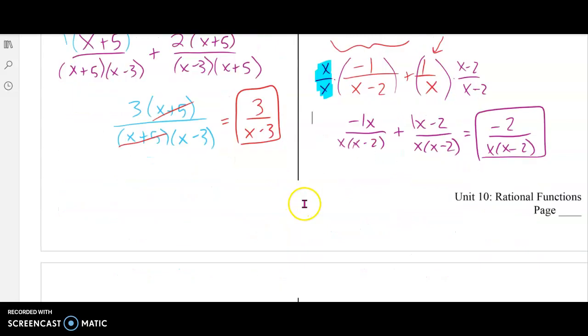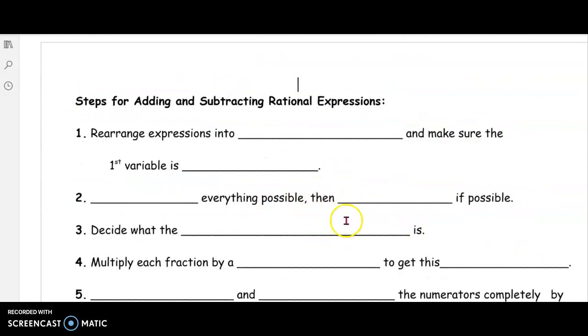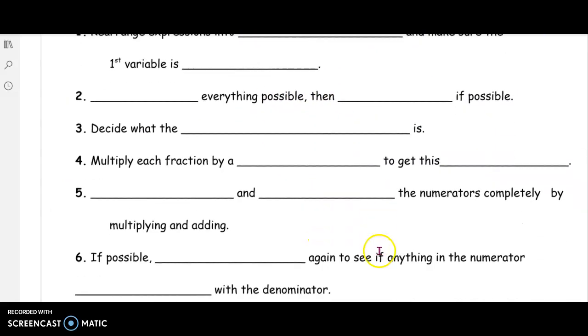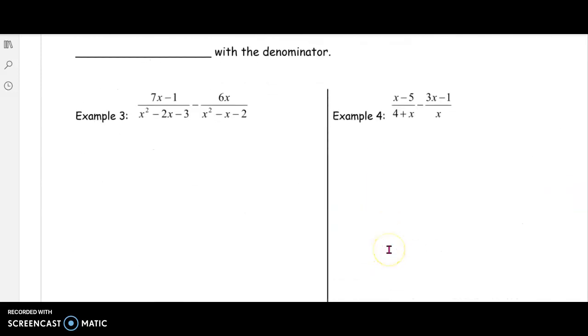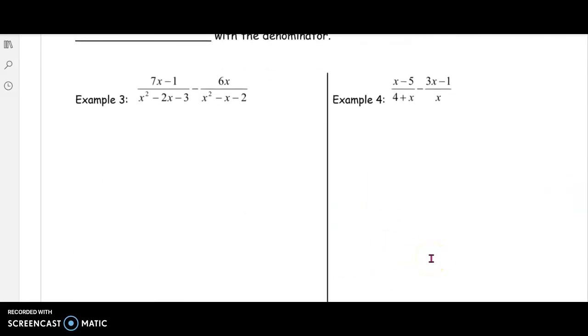So let's go ahead and move on to the next page. I'm not super concerned with this top section of the notes. Okay, so we're going to move on to some of the examples. With ones like this, we want to make sure to factor first. Factoring is going to be our best friend here.